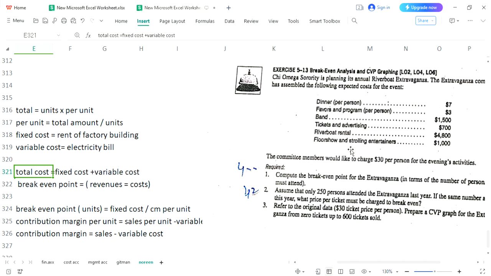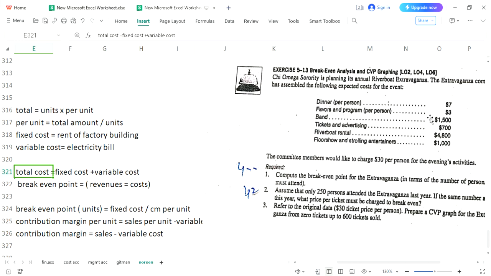And floor show or strolling entertainers, it's part of that party. Again, I'm saying the same thing. If 100 are present, the cost of 1000 would be the same. If 200 are present, the floor show would be the same cost. It means the remaining 1500, 700, 4800 and 1000, this is your fixed cost. I'm hopeful that you have created a clear difference between fixed and variable cost.